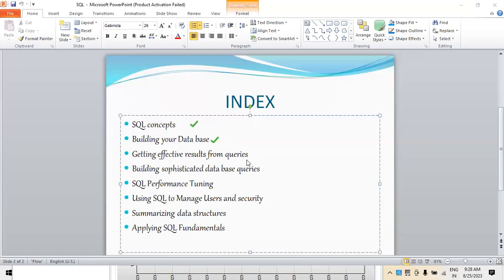Next, the third point: I'm going to explain getting effective results from the queries. For that, we need to know what exactly a database query is all about, which starts with the SELECT statement. So what are the different simple queries we have?